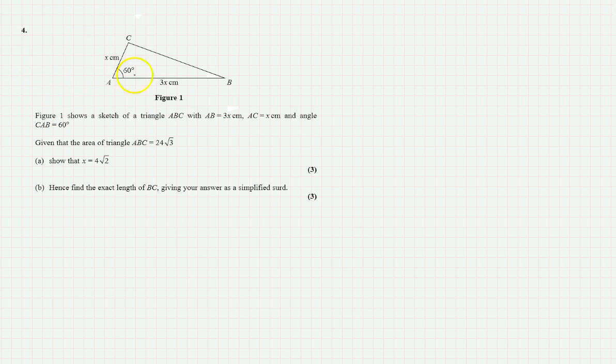Question number 4. This is also of 6 marks. The figure shows a triangle ABC. AB is 3 centimeter, AC is x, and the angle between these two adjacent lines of a triangle is 60 degree. Given that the area of the triangle is 24 root 3, show that x is equal to 4 root 2.